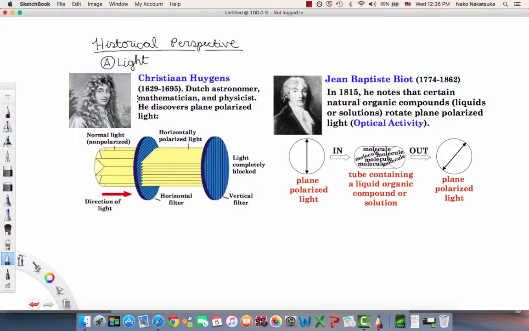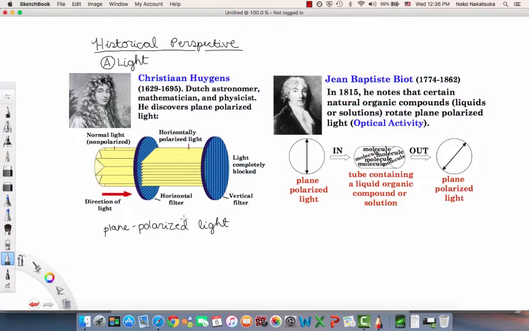But anyway, in 1678, this guy discovered plane polarized light. And what plane polarized light is: light is made up of vibrations that are electromagnetic, and some materials have the ability to screen out all the vibrations apart from those in one plane. And this is what's called plane polarized light.